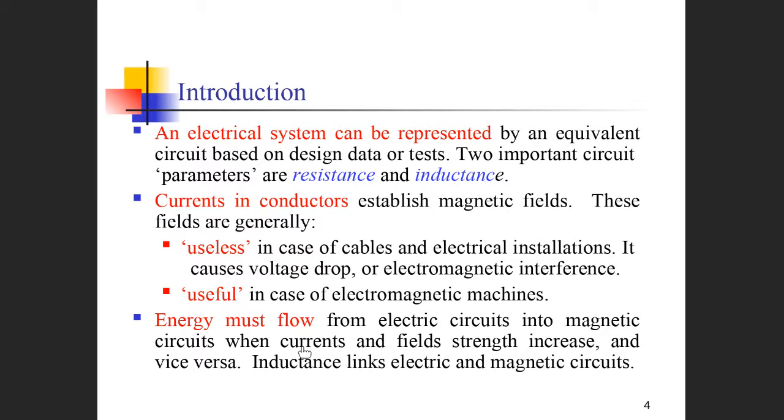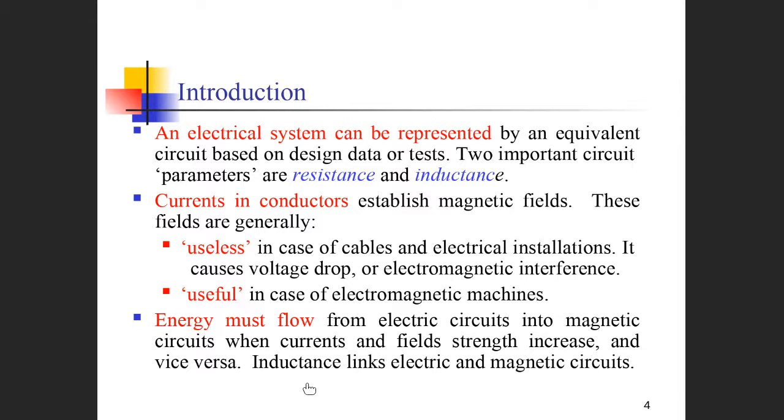If the current becomes smaller and the field becomes weaker, that means the energy is released by the magnetic circuit and goes back to the electric circuit. There is a parameter, inductance, that links the electric and magnetic circuits. Because the inductance, as I just said, describes the capability of a conductor to produce a magnetic field with 1 ampere.